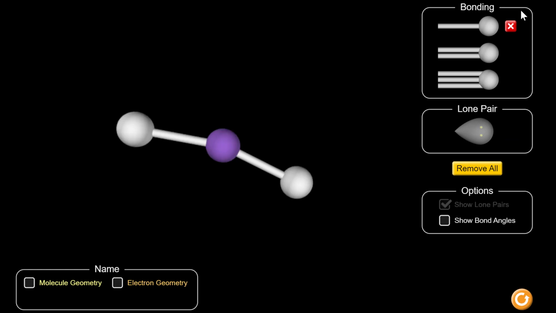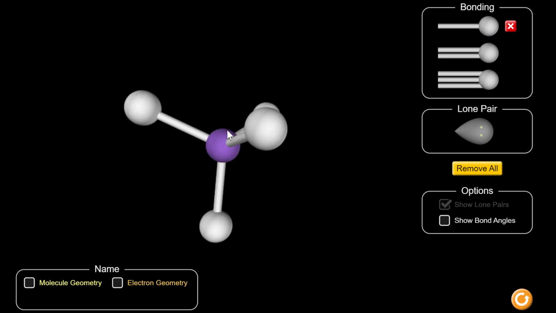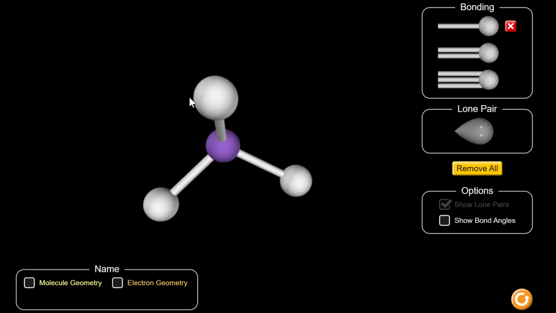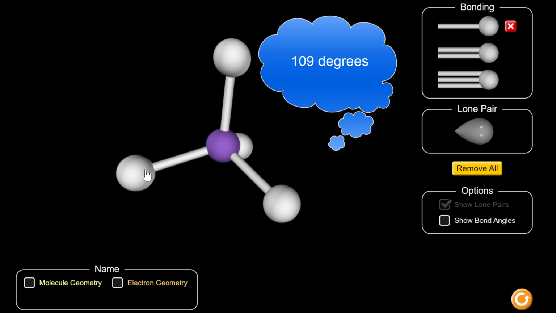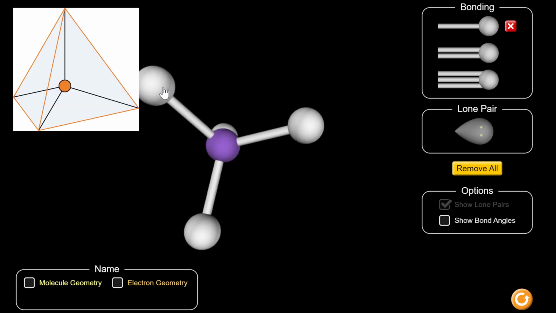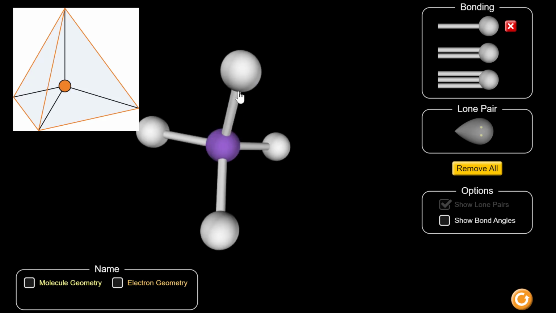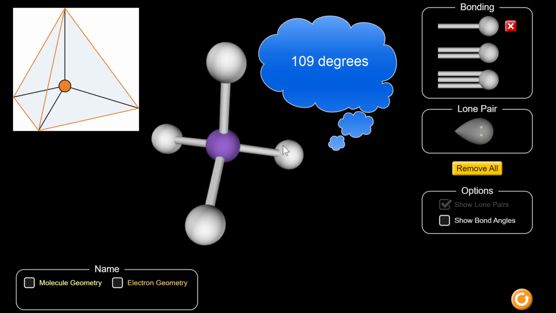If I remove the lone pair and I add in another bonded pair, I get a steric number of 4. This has 4 bonding domains, and we call this a tetrahedral. Mostly because if you connect these 3 atoms, you get a face. If you connect these 3 atoms, you get another face, and if you connect these 3 atoms, you get another face, and another face over here. This is a tetrahedron shape when you talk about geometry class. The bond angle here is about 109 degrees between one atom and the next.